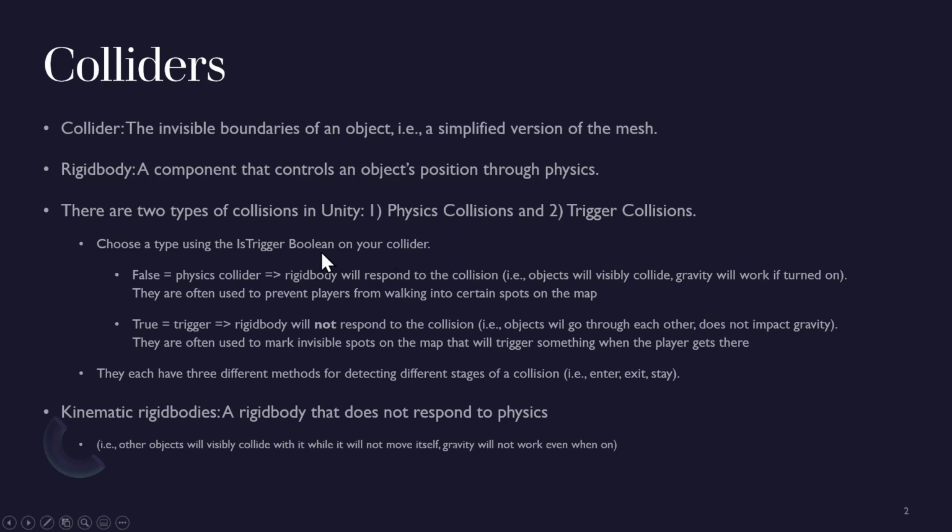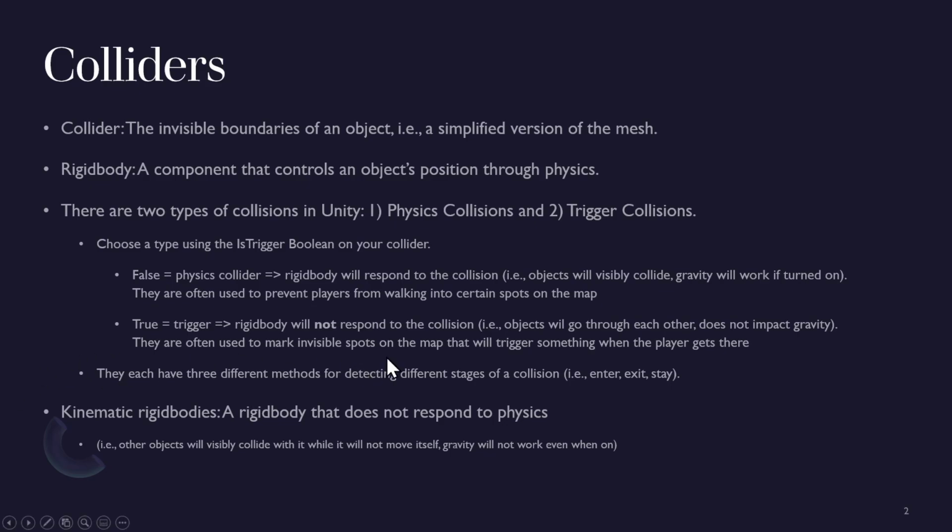So if you're looking on the slides here, it mainly comes down to this: if that boolean is false, we have a rigid body that will respond to collision. If it's true, we will not have the rigid body respond to collision. And as you can see, the top is usually used to prevent players from going somewhere, or for game objects to stay put somewhere, or at least bounce off of something.